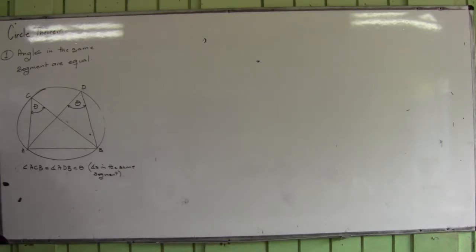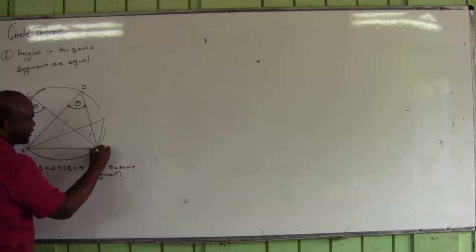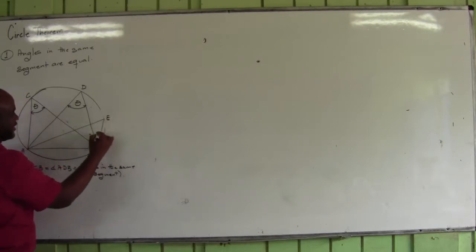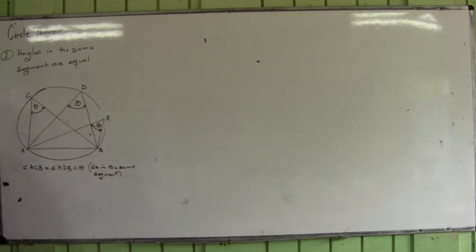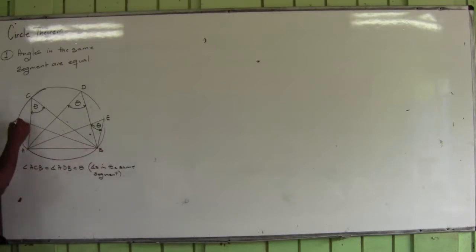If I want, I could put in another one. Start at A, go up to the circumference, come back down at what? B. Let's say that this is E. This angle is also angle theta. They are angles in the same segment. I could put in another one. Start at B, go up to the circumference, and come back down to A. Let's say that this is F. This angle here is also theta. They are angles in the same segment.